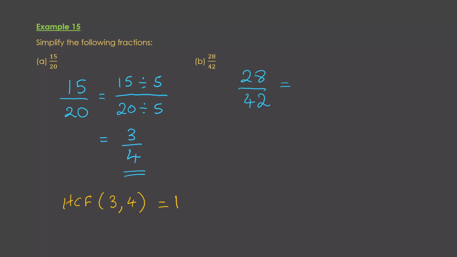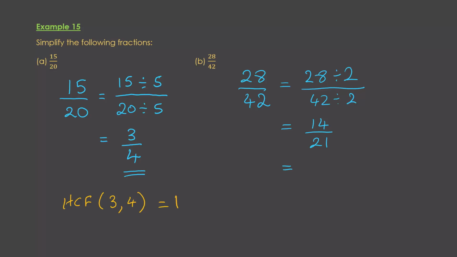But certainly I can divide them both by 2 because they're both even numbers. So let's divide the top by 2 and divide the bottom by 2. And if I do that, I'm going to get 14 over 21.